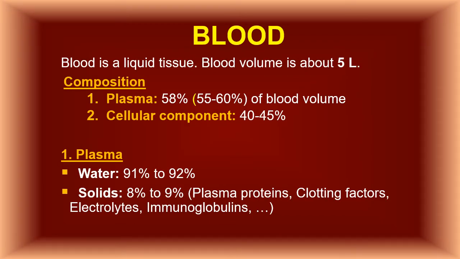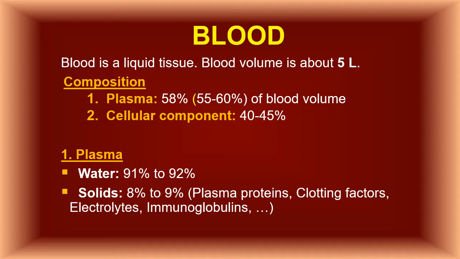Blood. What is the blood? Blood is a kind of tissue, but in liquid form. Of the many tissues in the body, some are stiff and hard, like bone, some are fleshy, and we have liquid. And the liquid tissue we have is the blood. The volume of blood in our body is around 5 liters.